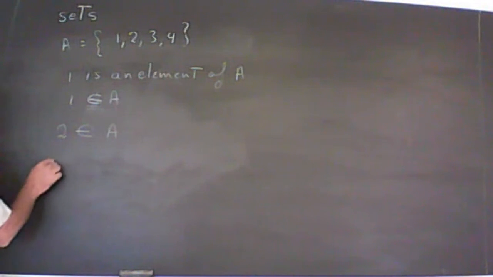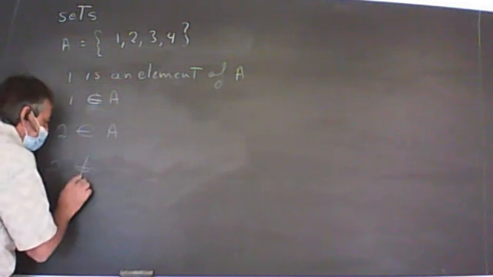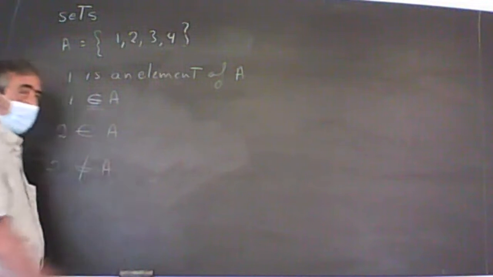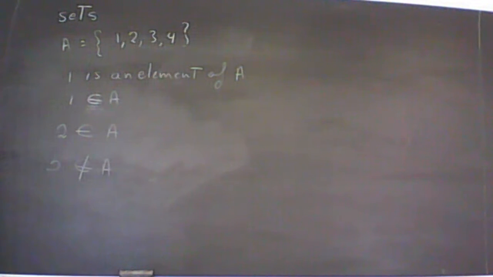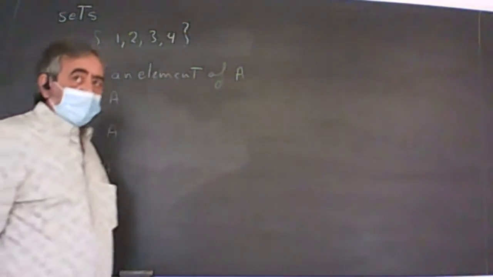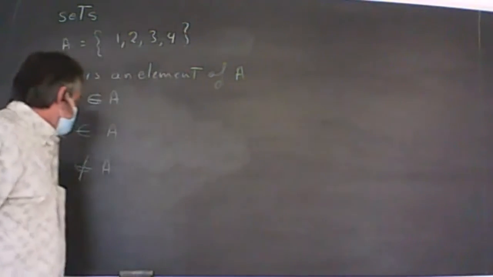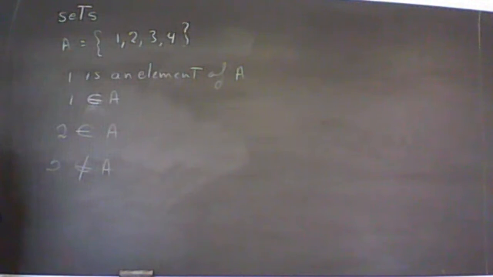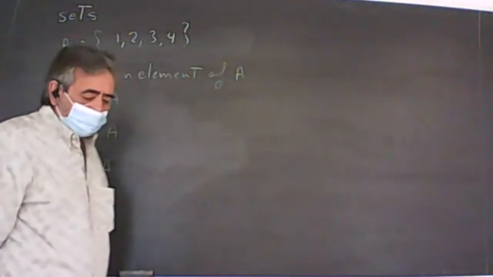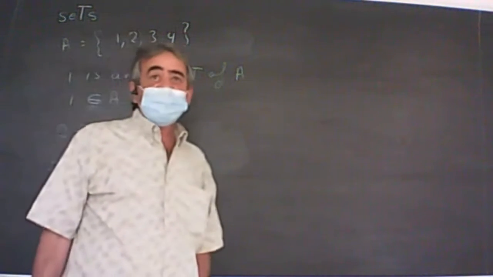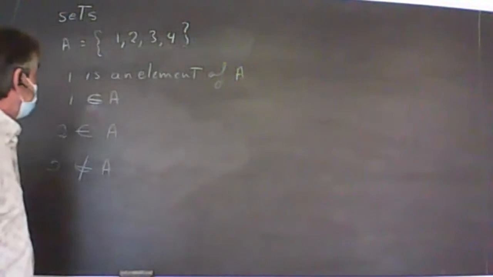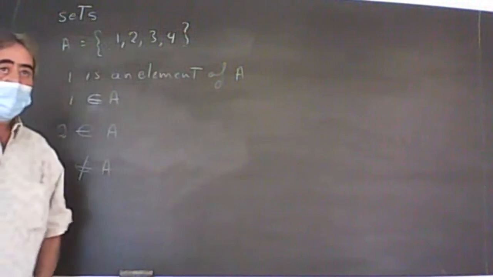We can say 5 is not an element of A. To say it's not an element, you write the element symbol and you put a line through it. So 5 is not an element of A. This is one way to represent A, by listing the elements.